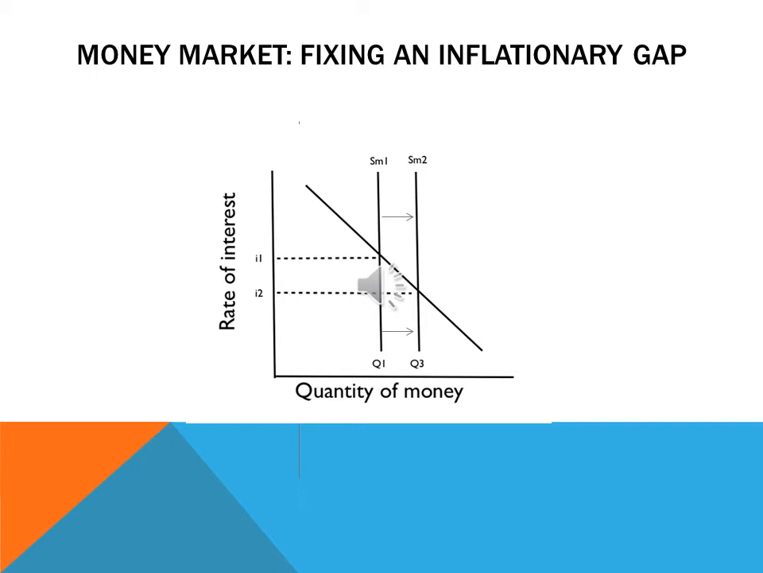Money market fixing an inflationary gap. It is a contractionary policy, implying that government spending needs to be cut, which would cause the money supply to shift to the right.